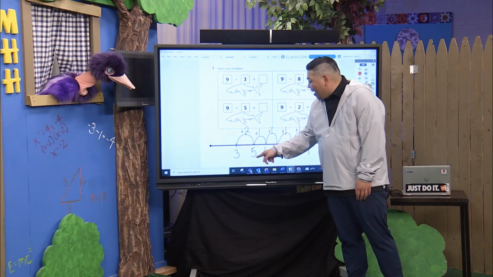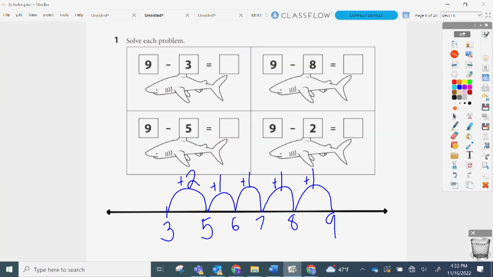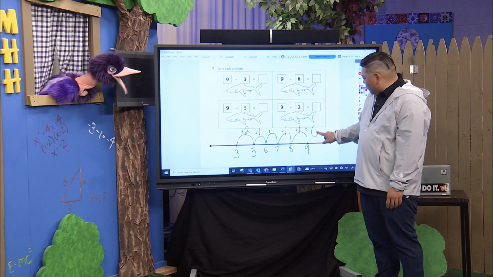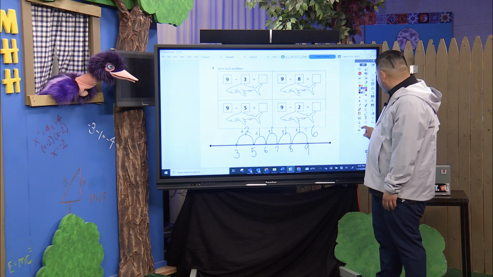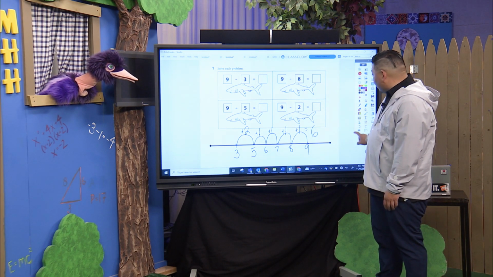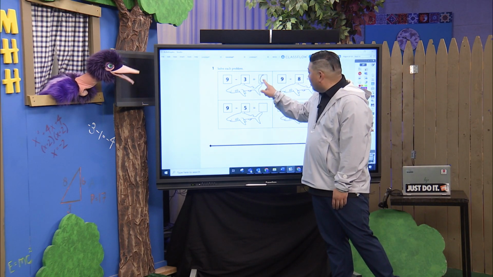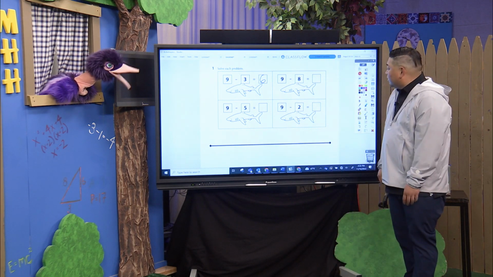So from 3 to 5, we counted 2. So it's 2, 3, 4, 5, 6. Oh, very good. Oh, I see how you figured that out. Then you add it together. Yep. So your answer is 6. So that is what we can do to solve some of these other problems. Ah, look at you. Very good.